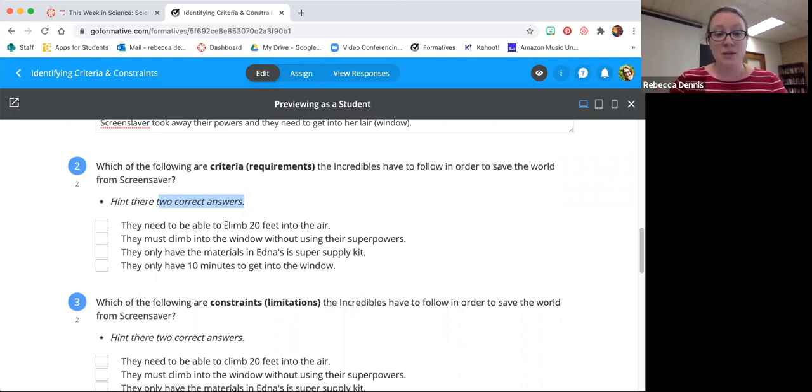All right, so here we go. They need to be able to climb 20 feet into the air. So if a criteria is a requirement, it's something that it has to do or has to be. I think that is it, right? Because it needs to be able to do that.